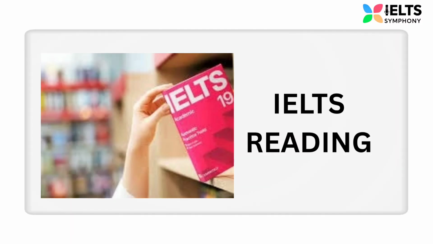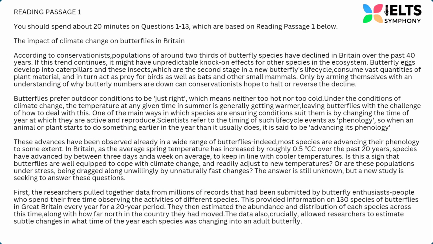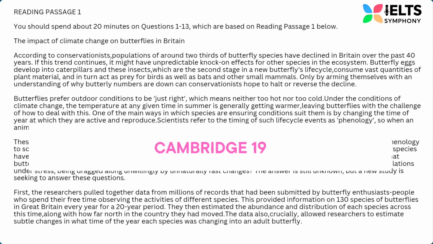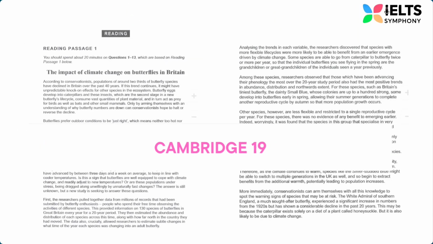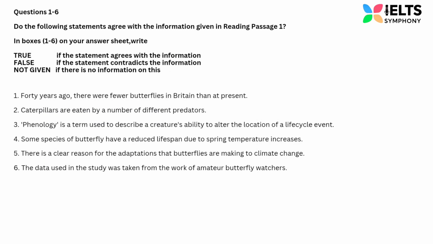Welcome to IELTS Symphony. Today, we'll tackle one of the most confusing reading question types: true, false, not given. For this lesson, we'll use a passage from Cambridge IELTS 19. It's a long passage, and we have two different question types, but we'll focus on true, false, not given 1.